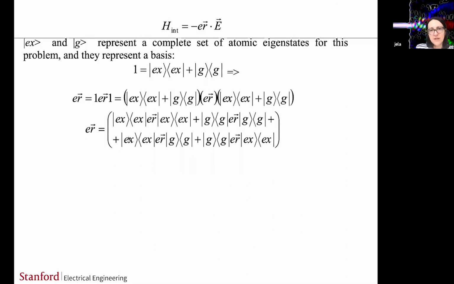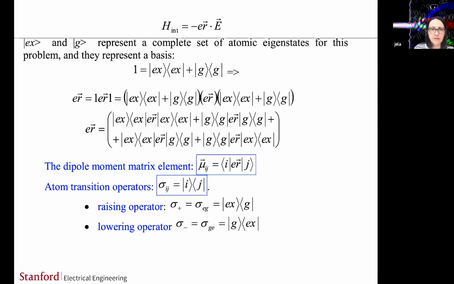So if those are just numbers, constants, these terms in the middle, you can pull them out. Then you are left with these terms that look like |e⟩⟨e|, |e⟩⟨g|, |g⟩⟨g|, |g⟩⟨e|. Physically, those terms are operators, because when they act on some function, some superposition of atomic eigenstates, they would just give you another wave function, another combination of atomic eigenstates. So they're operators, they're not numbers.